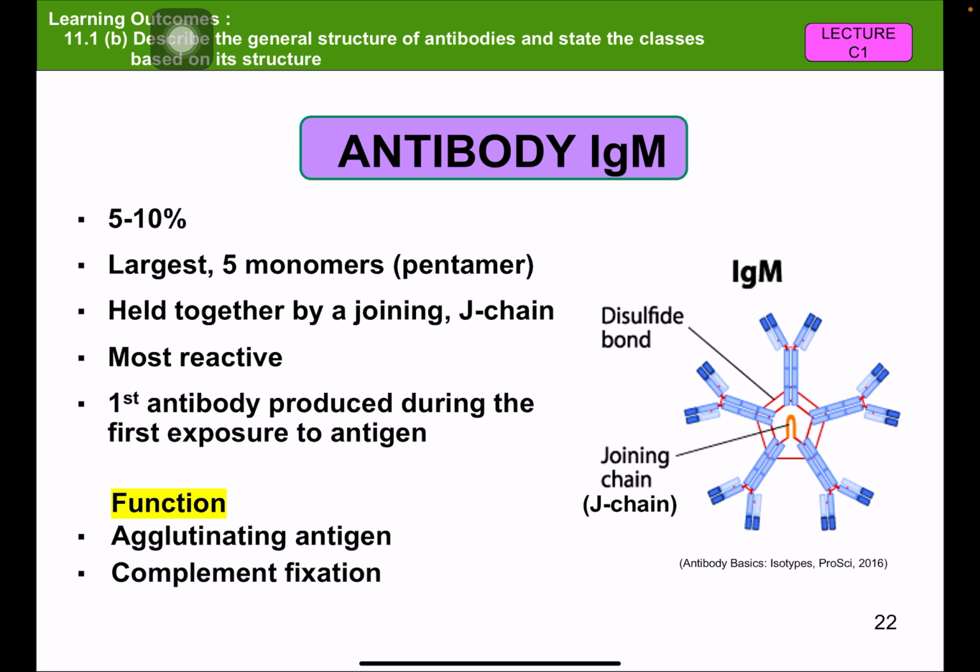Let's see the first one, the IgM. This one is about 5 to 10% of the antibodies, and the largest one because it has 5 monomers of the antibody, which we call a pentamer. It's held together by joining the J chain and is the most reactive. This is the first antibody produced during the first exposure to antigen. The function of the IgM is agglutinating antigen and also complement fixation.